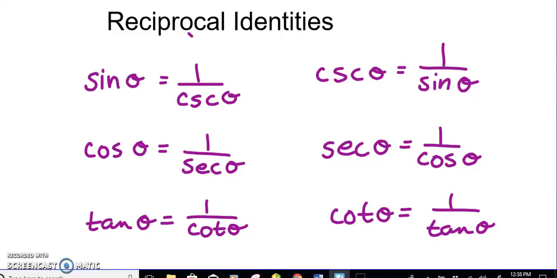All right, so we're going to talk about trig identities today. So with this, here is our first set of identities. And we've already talked about these before, but I didn't really give them a name for it.